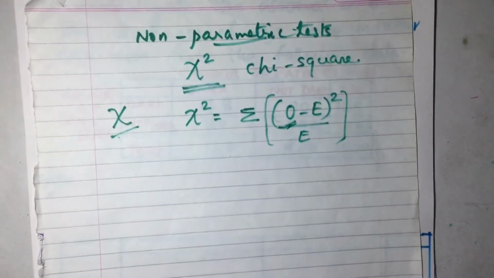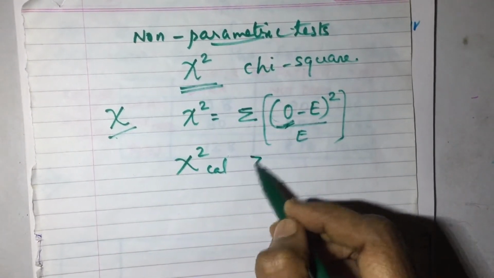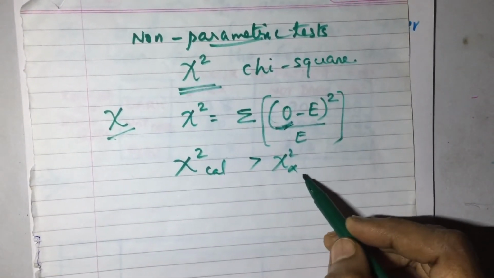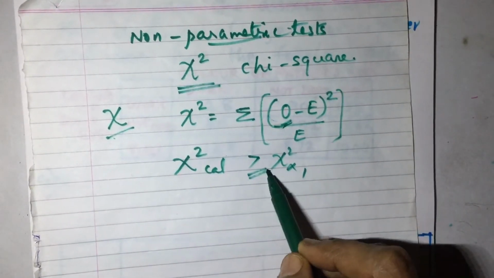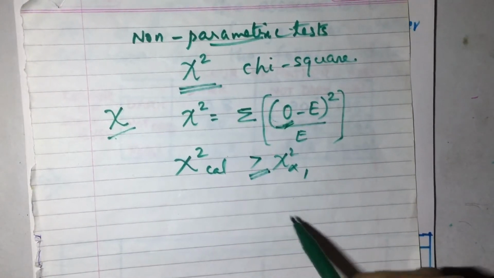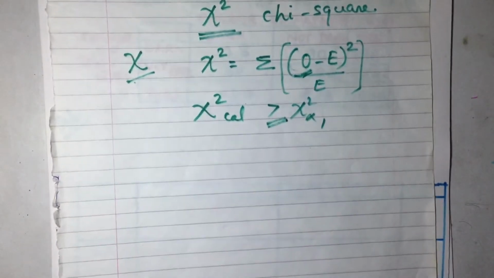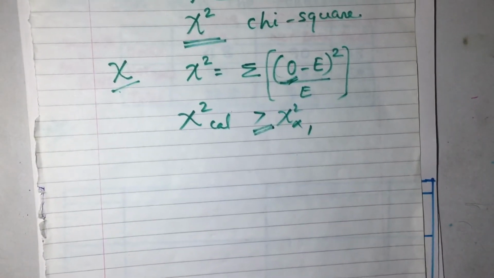Here also, if the chi-square calculated value is greater than the chi-square table value, then, as always, we reject the hypothesis, and if the chi-square calculated value is less than the chi-square table value, then it is accepted. Here also there is another table to find the chi-square values. I will explain that later.